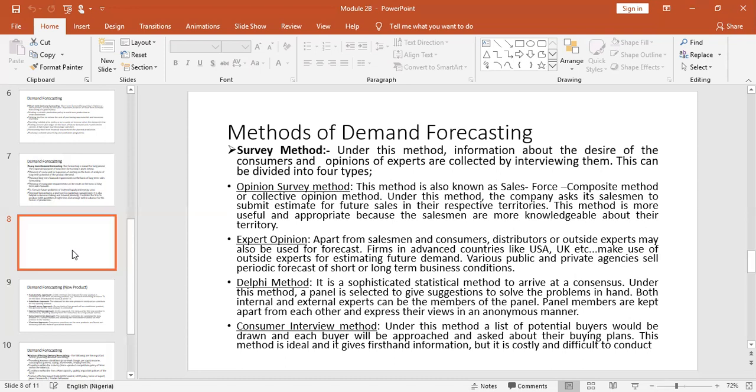Without anybody knowing what the other person suggested. This is just to be able to have an expert opinion undiluted, uncompromised by other people's thinking.